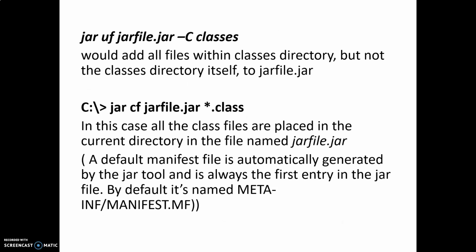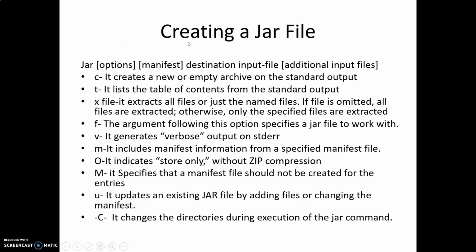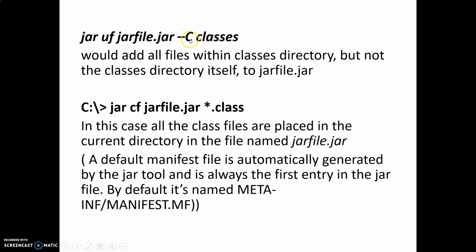Now let us see some of the examples. jar uf jarfile.jar -C classes. This command would add all files within the classes directory but not the classes directory itself to jarfile.jar. So u means update, f means file, jarfile.jar. So I am updating jarfile.jar with the -C. What is -C? -C changes the directory during the execution of the jar command. So it changes the directory here, but in this case we have not specified anything, so it doesn't change anything inside the jarfile.jar.